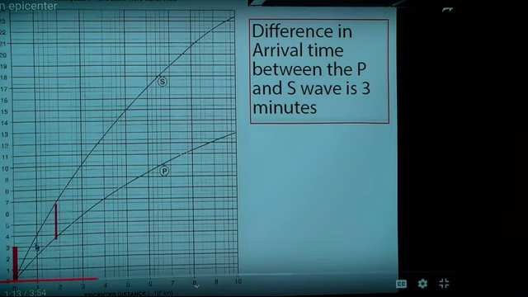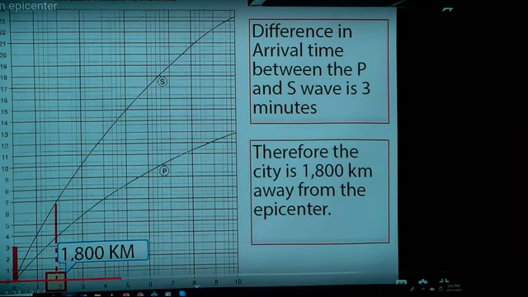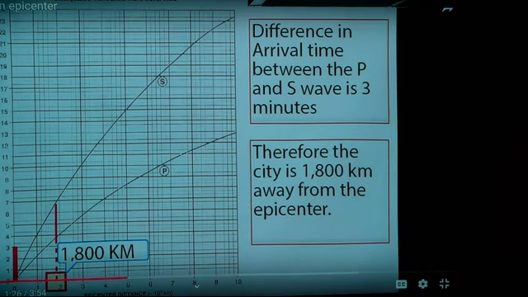See that red bar? He's sliding it up, and he says that it's about, and I drop a straight line down here, a little dotted line, and I found a little box around it. That's 1,800 kilometers. Therefore, we now know the city is 1,800 kilometers away. So based on the difference between the P wave arrival and the S wave arrival, they know that the location of the earthquake is 1,800 kilometers away.